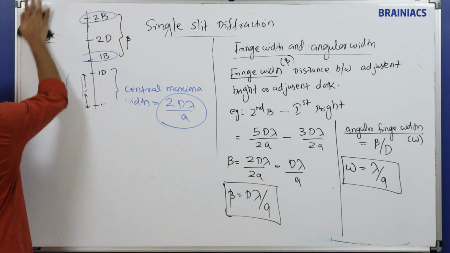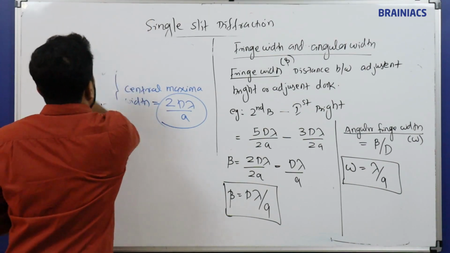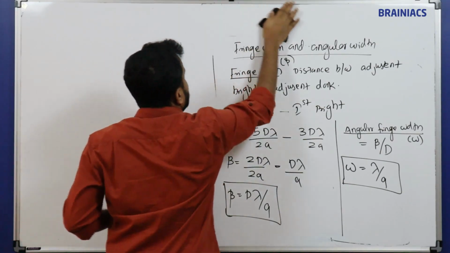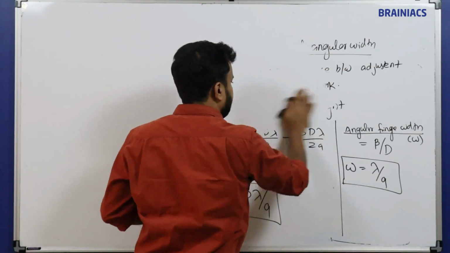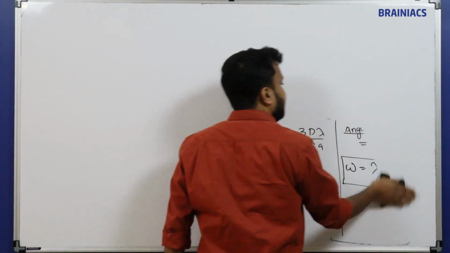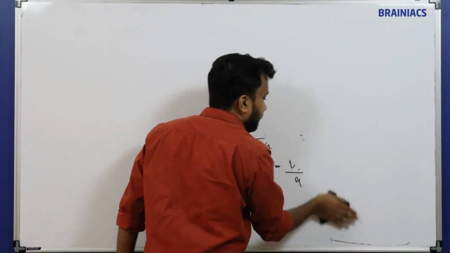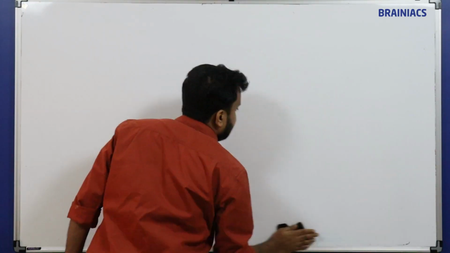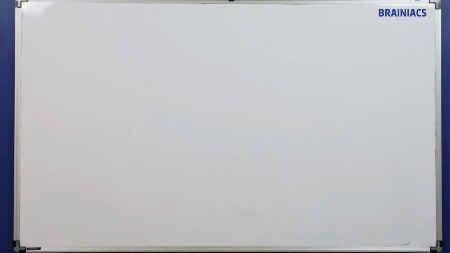So hope this is clear. Next we will do some comparisons between Young's double slit experiment and the single slit experiment. Okay, so we are going to draw a tabular column. Left side Young's double slit experiment, right side single slit diffraction, SSD in short. Single slit diffraction, Young's double slit experiment.